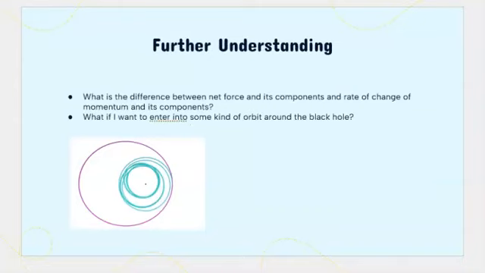What is the difference between the net force and its components and the rate of change of momentum and its components? As stated before, there is no difference. Newton's second law states that the net force is equal to the rate of change of momentum over time. Additionally, what initial velocity would my spaceship need to have in order to enter into some kind of orbit instead of just looking at the black hole and leaving? After trial and error, the possible velocity came to be 9.32 times 10 to the 6 meters per second.